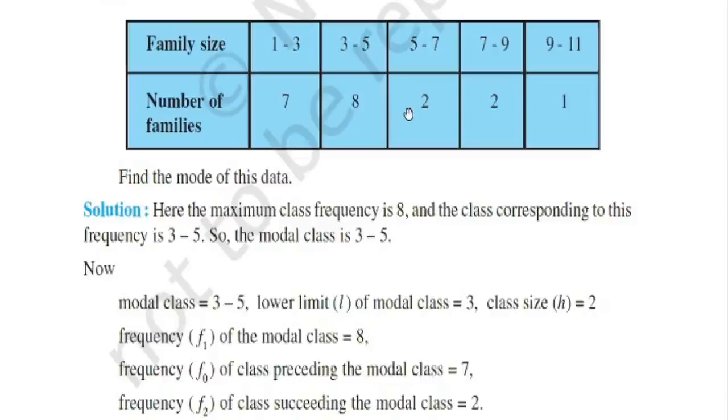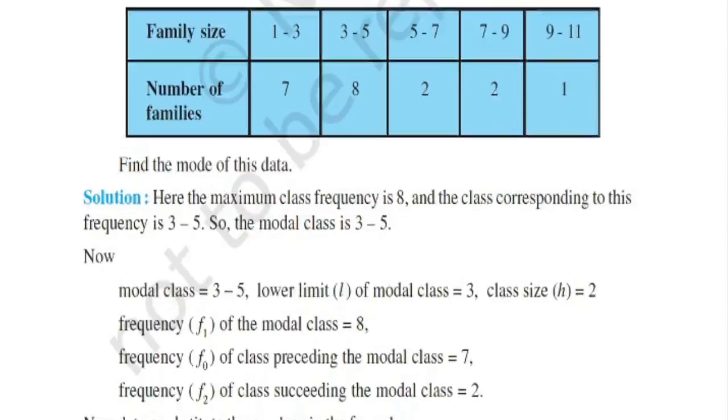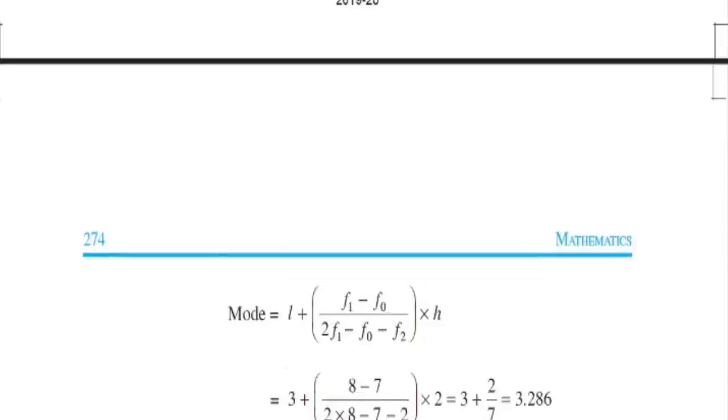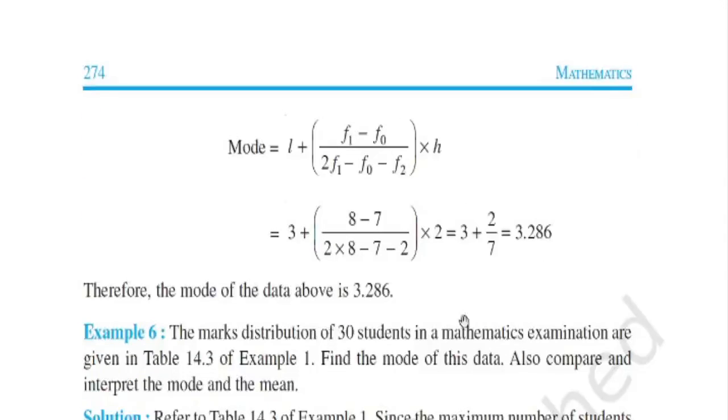And f2 is the frequency of the class interval just after the model class. That is here f2 equal to 2. Now we can substitute all these values in the given formula. So first we write the formula: mode equal to L plus (f1 minus f0) divided by (2f1 minus f0 minus f2) into h. So f1 is 8: 8 minus 7 divided by 2 into 8 minus 7 minus 2, into 2.